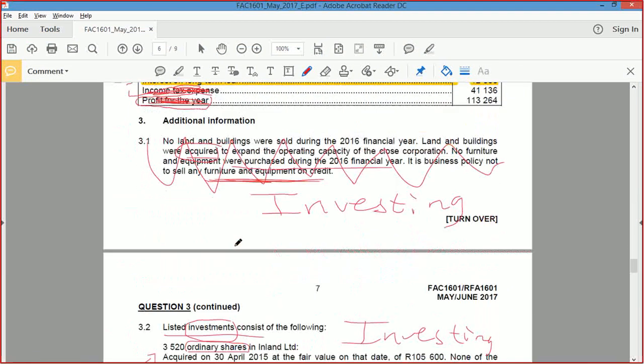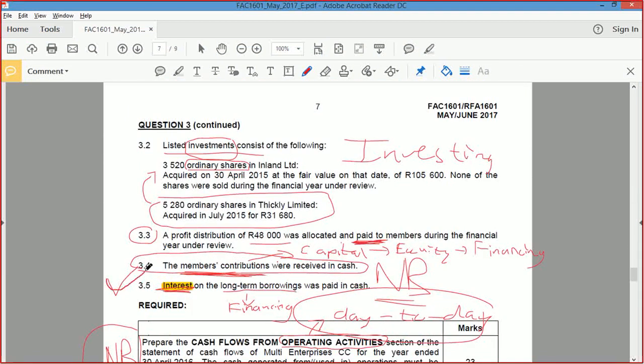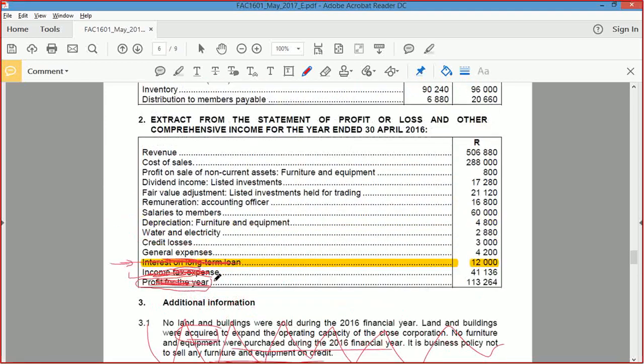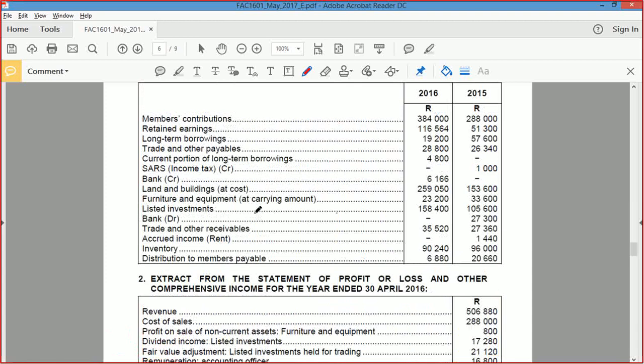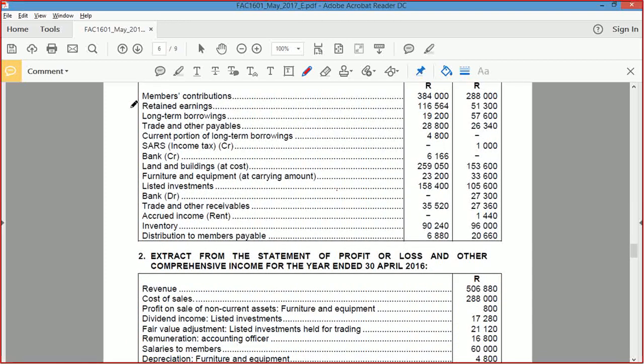Alright, so now we've looked at all the additional information. We've looked at 3.5 now. Now we can go line by line all the way to the bottom. Let's start with the first one. Members' contribution. Do I need it? No. Correct. Why? Which section is it? It's an asset. No. So it's financing. Correct. It is financing because it's capital. Good. Retained earnings. Do I need it?